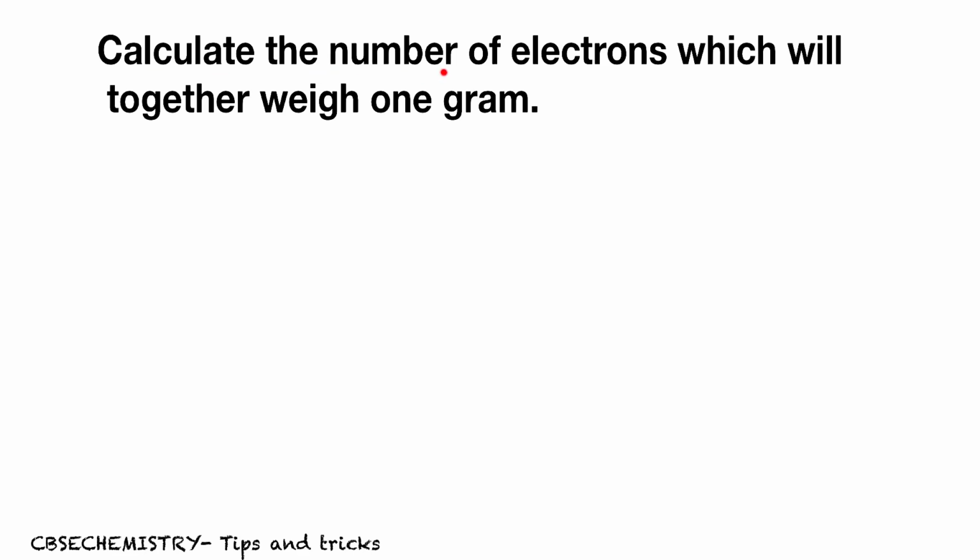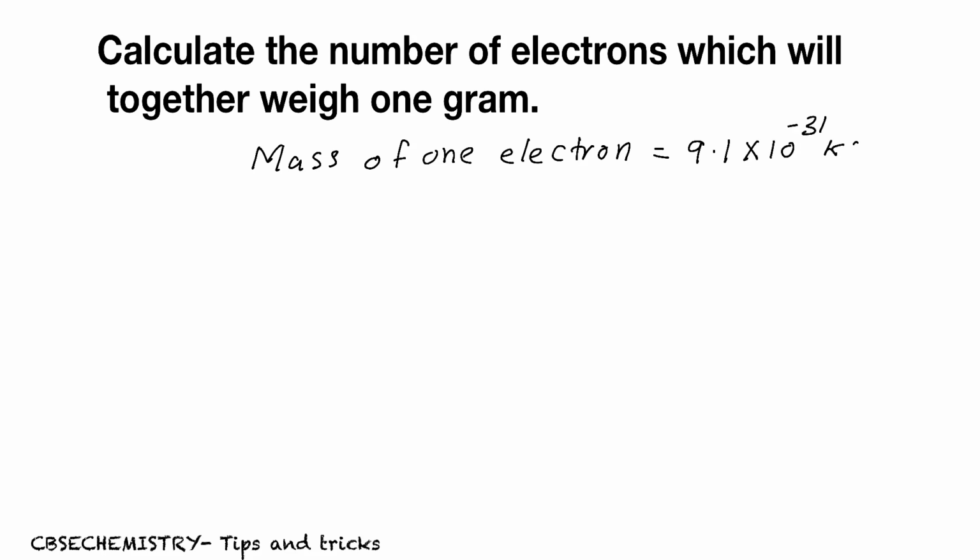Calculate the number of electrons which will together weigh 1 gram. The only fact that you must know for doing this question is the mass of 1 electron. What is the mass of 1 electron? That is 9.1 into 10 raised to minus 31 kilogram.